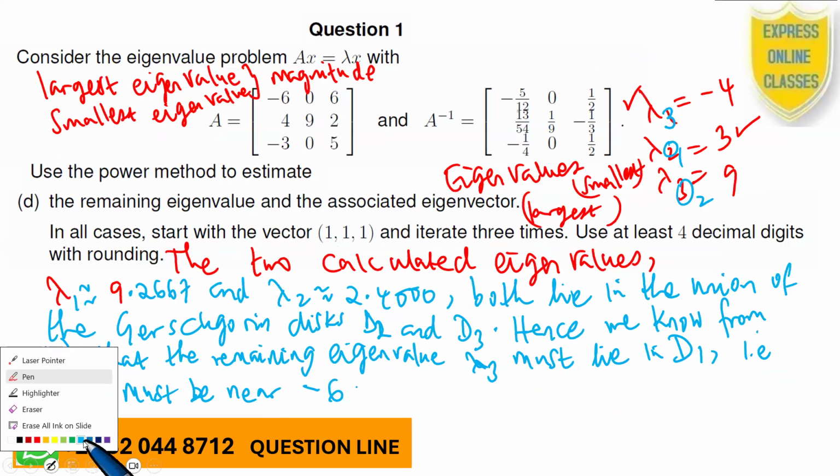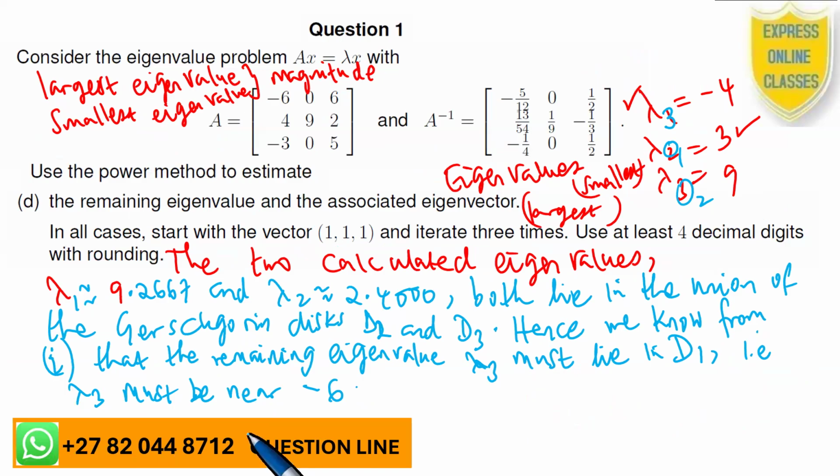Right, in the -6. Okay. So we then continue with our analysis here. And then we say, this lambda 3 must lie near minus 6.